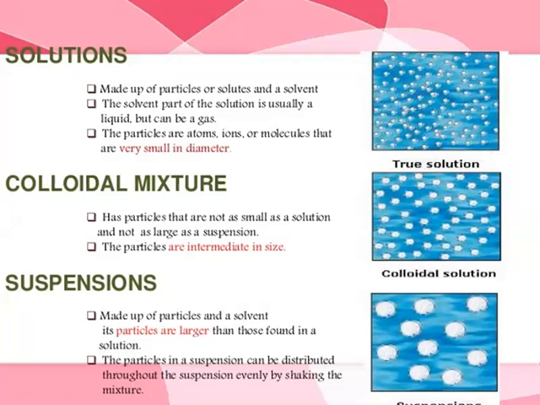Colloid mixtures have particles that are not as small as a solution but not as large as a suspension also. Particles are intermediate in size. Suspensions have particles and solvent larger in size, and these can be distributed throughout the solution only by shaking the mixture.